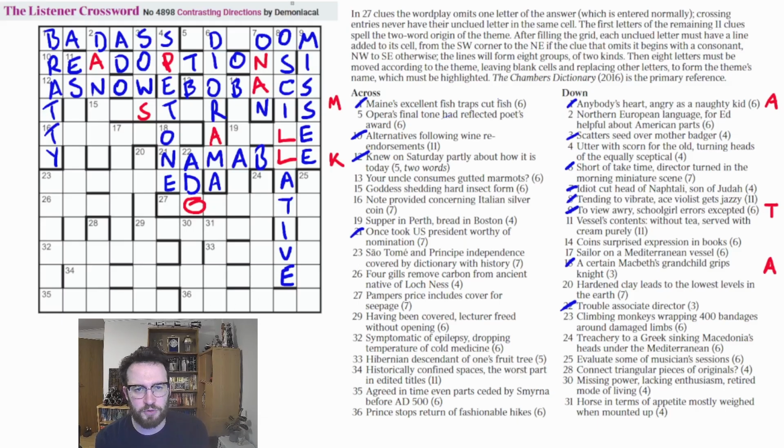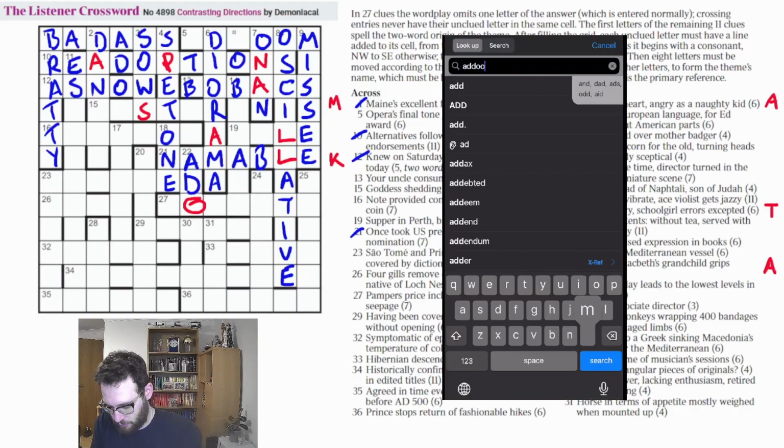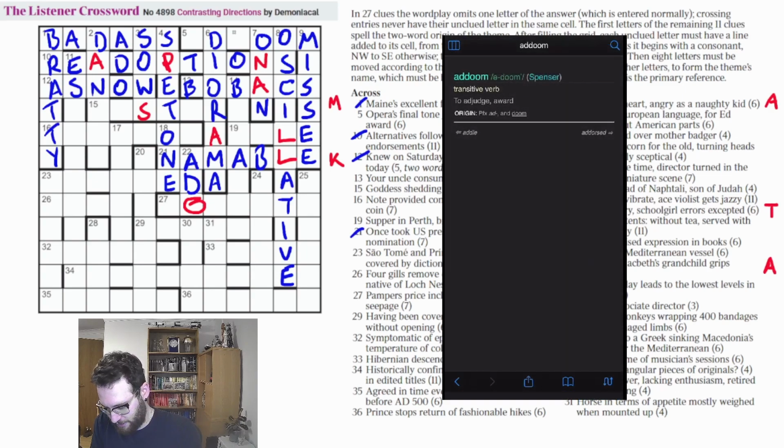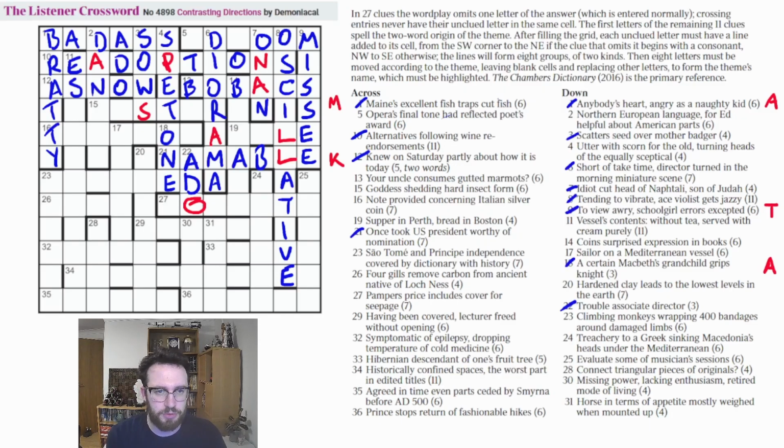Just looking at 5 across again. Is a tone a mood? So mood had being mood D backwards. So is there any chance that ad doom is the word we're looking for? It is a word. It is, again, Spenser. So the poet in this case is Edmund Spenser, and it means to award.